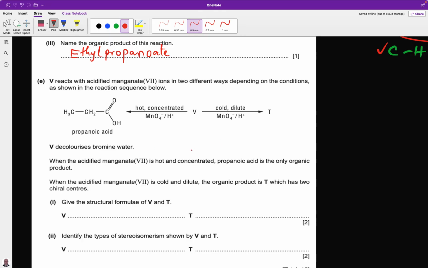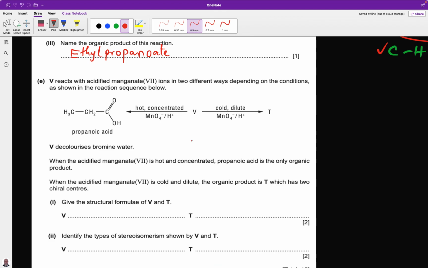Alkanes do not decolorize bromine water. Halogenoalkanes do not decolorize bromine water. Esters do not do that. The well-recognized organic compounds that will do that are alkenes. Only alkenes will decolorize bromine water.